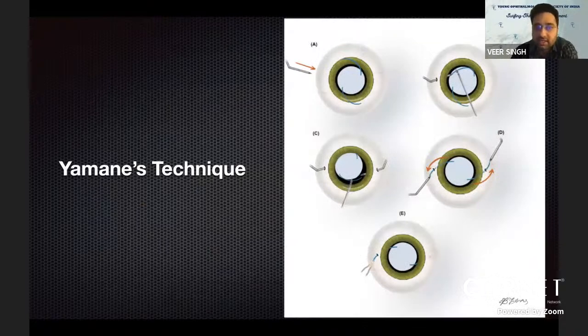In Yamane's technique, this is a transconjunctival technique, a very popular technique. They used 30 gauge thin-walled needles. They used them to make 2 millimeter scleral tunnels and to externalize the haptics, docking them, simultaneous removal, cauterizing the haptics, and then pushing them back into the tunnels.